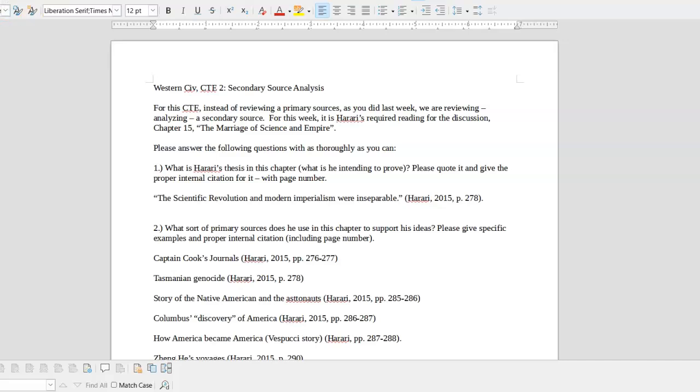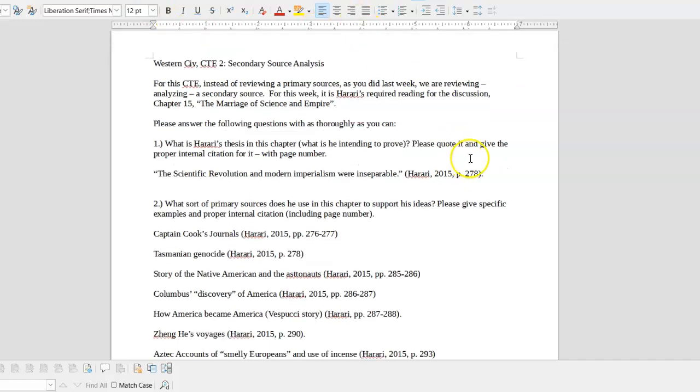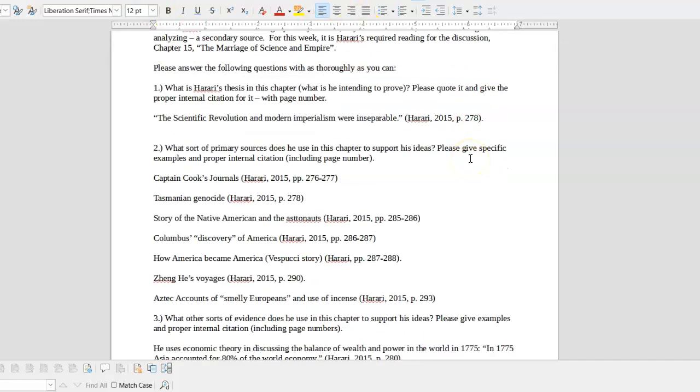Okay, so please answer the following questions as thoroughly as possible. Number 1 is, what is Harari's thesis in this chapter, as in what was he intending to prove? Quote it, give a proper internal citation with the page number, because when you cite a book, and Harari and Frankopan are both chapters from books, you need to put those page numbers in there. His thesis is located on page 278.